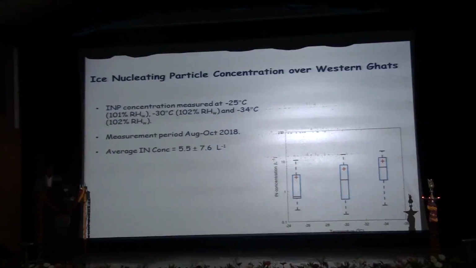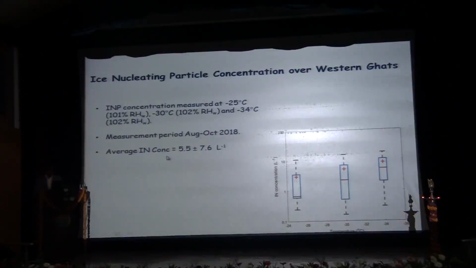The other thing is that we try to see what the fraction of ice nucleating particle concentration is over the Western Ghats. Even though the major portion of the rain is coming from warm rains, there is still a significant contribution coming from cold rain also. So we try to estimate the ice nucleating particle concentration at different temperatures, starting from minus 25 degrees Celsius to minus 34 degrees Celsius, with the water RH about 102%.